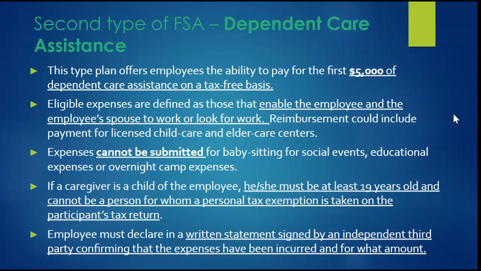So they must be reimbursed by a licensed child care or elder care center, or it has to be someone who is at least 19 years old and paying taxes on the money that you're paying for them. So it doesn't include babysitting for social events, education expenses, or overnight camp expenses. And the employee has to declare in a written statement by an independent third party confirming the expenses that have been incurred. So every year I get a full printout of all the expenses coming from the child care center, and it has their tax ID and it itemizes what those expenses are for. So some things would not be covered, but the tuition to go to the center would be.